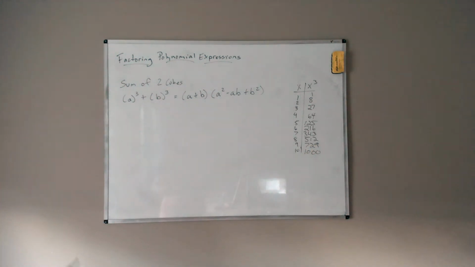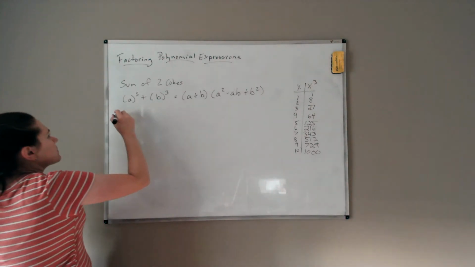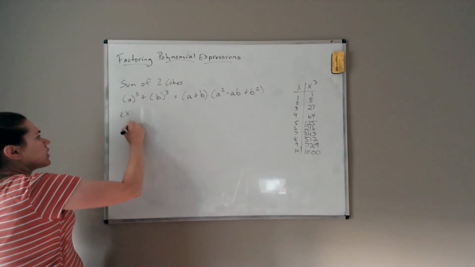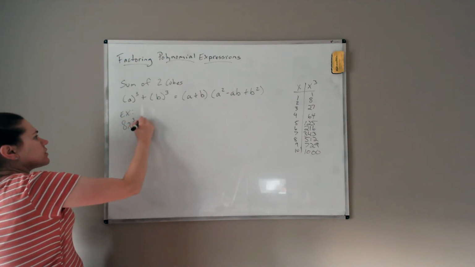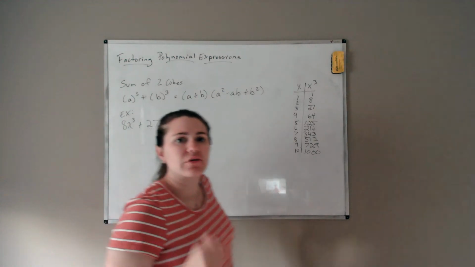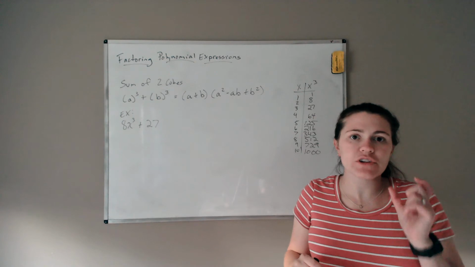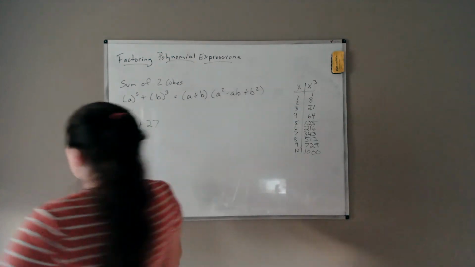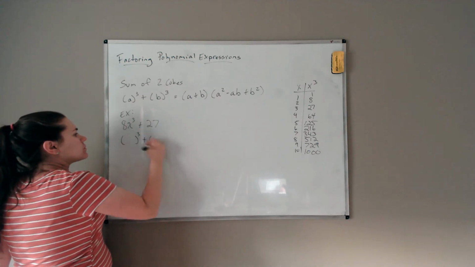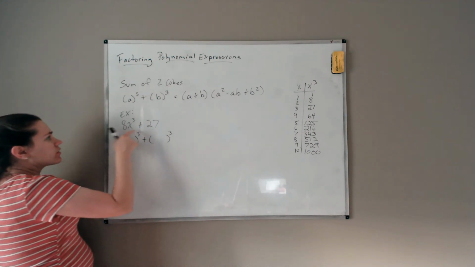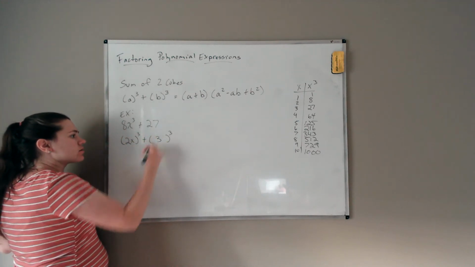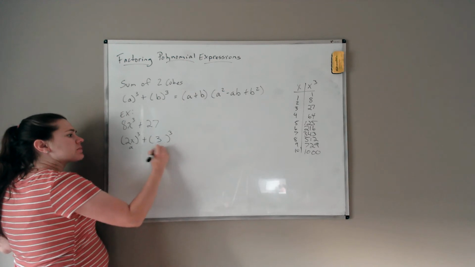Okay, so the factoring pattern, I'm just going to give an example of sum of two cubes. 8x to the third plus 27 fits the factoring pattern of sum of two cubes. You have a two-term expression, and you can take both of these terms and write them as perfect cubes. What to the third is 8x to the third? 2x. What to the third is 27? 3. So a is 2x and b is 3.